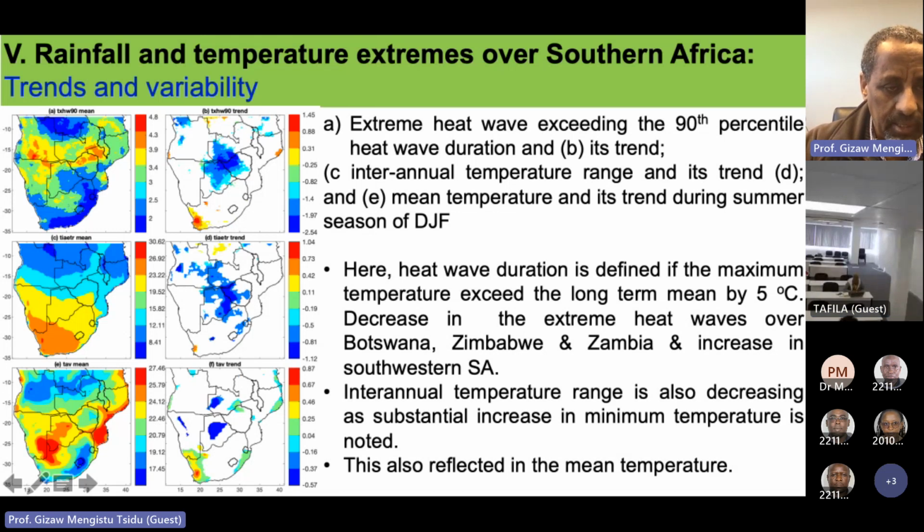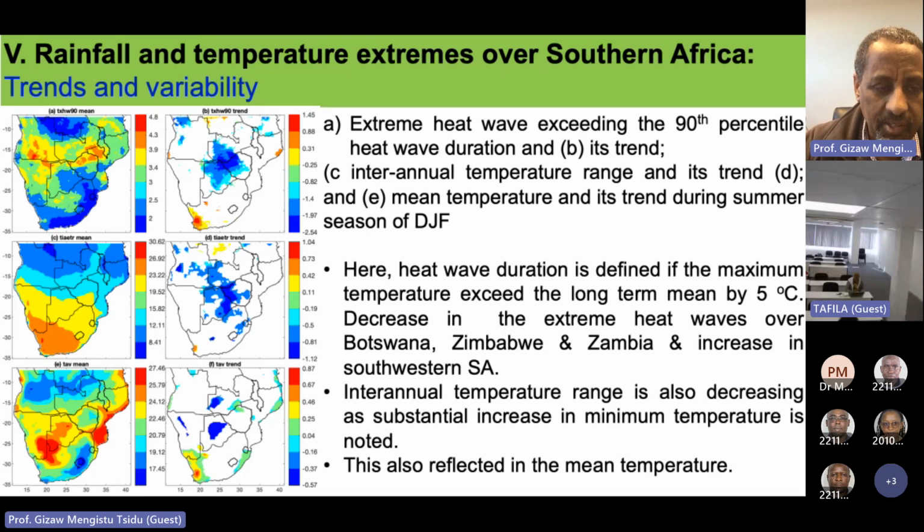Looking at the middle row of your screen, we are looking at interannual temperature range, mean interannual temperature range, and what you see here is the mean temperature. Usually, the Southern Africa part and part of Namibia is warmer, and then you see yellow color. Then the range is high. What it means is it's logical also. It's not necessarily part of climate change. It's part of the normal climatology.